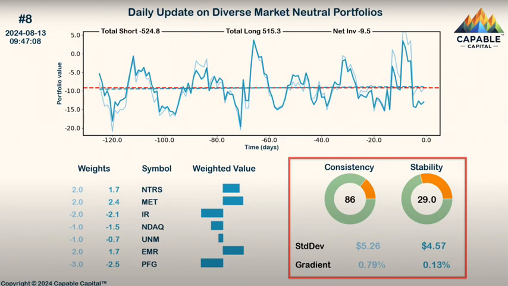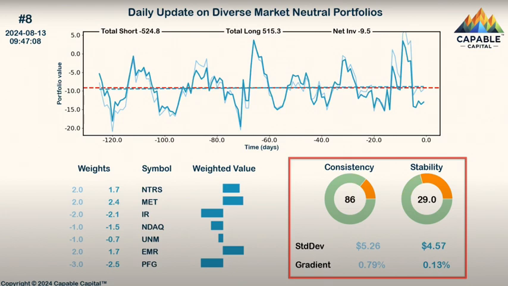Finally, we compute two measures, consistency and stability. Consistency is a measure of how well the selected stocks within this portfolio fit together, meaning how similar their time evolution is. Consistency is a value between 0 and 100, where 100 means the stocks behave identically and 0 means they have nothing in common. We are looking for a high value here.